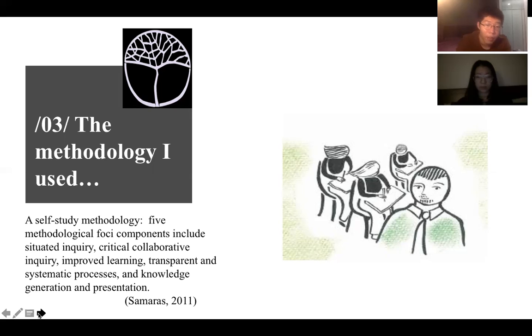So Mercer's 5 methodological components include situated inquiry, critical collaborative inquiry, improved learning, transparent and systematic processes, and knowledge generation and presentation. The self-study methodology at its core is a self-development process, a revolution, or I would say a paradigm shift. The self-study research requires critical reflection of own learning history and teaching practices.